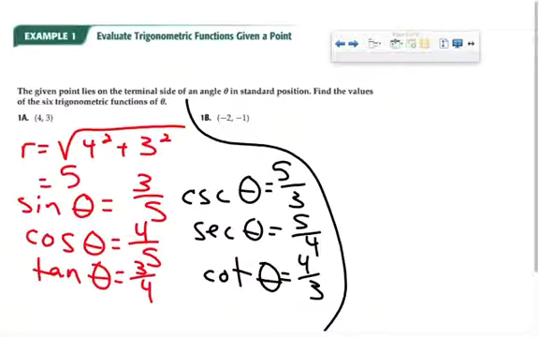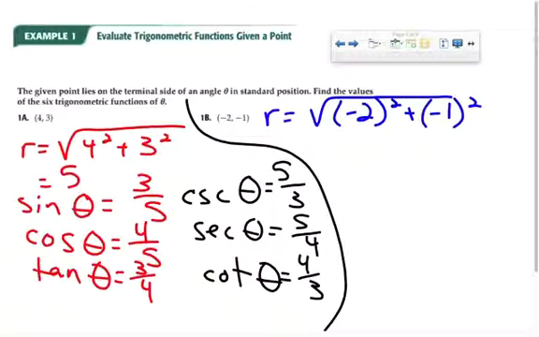Same exact idea in 1b. We have to find the r. So r equals the square root of -2 squared plus -1 squared. And that is the square root of 5. And I know I've been letting things slide as far as rounding. Some of you have been good about using the radical, either because you're comfortable with them or because you have a really good calculator. Let's go ahead and express the ratios using the radical.